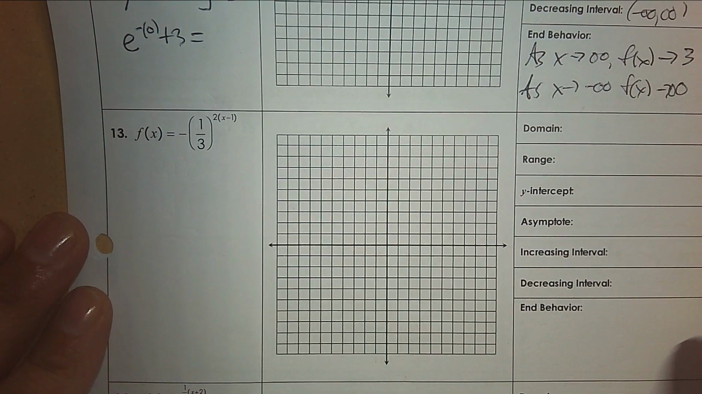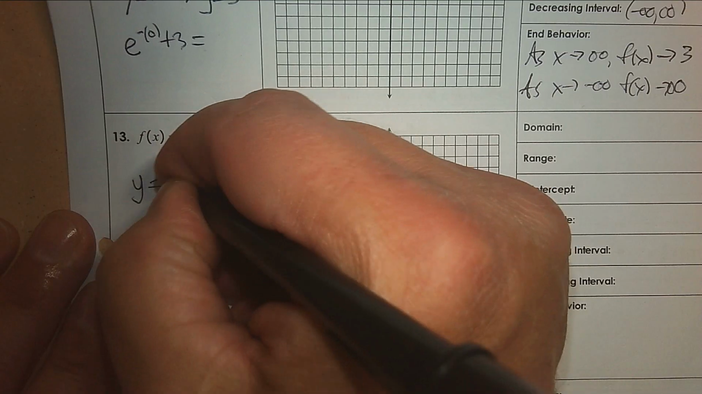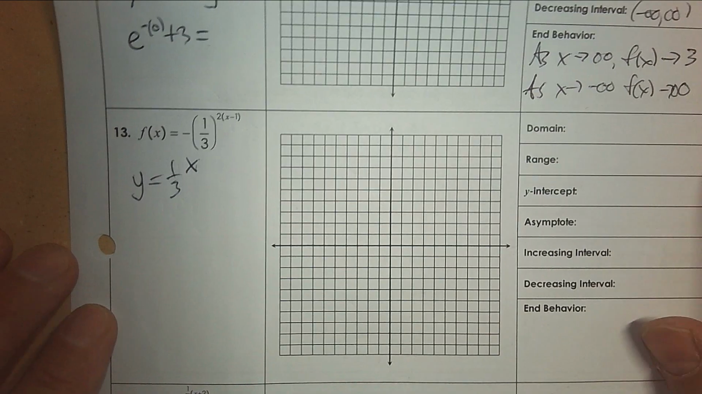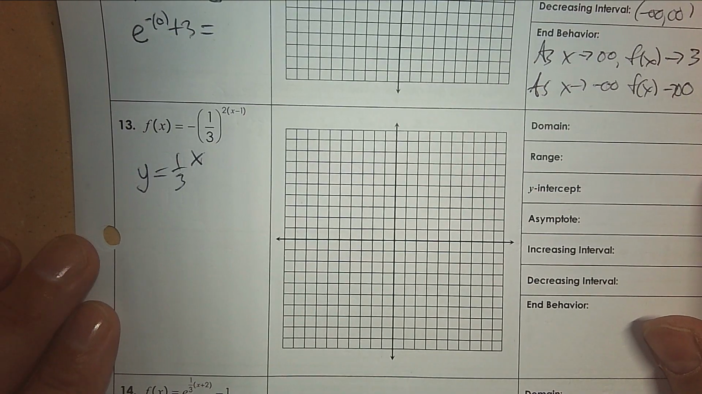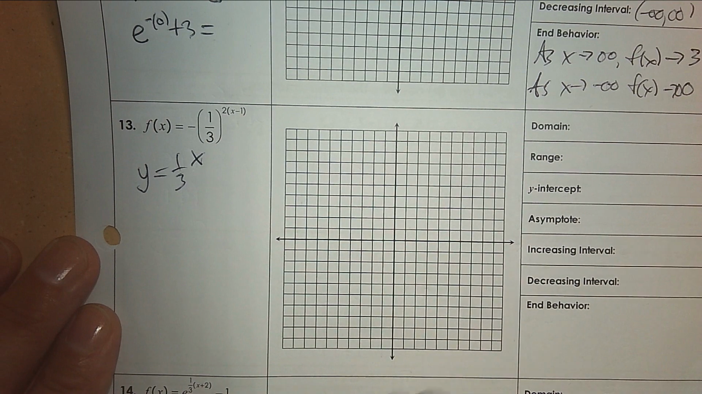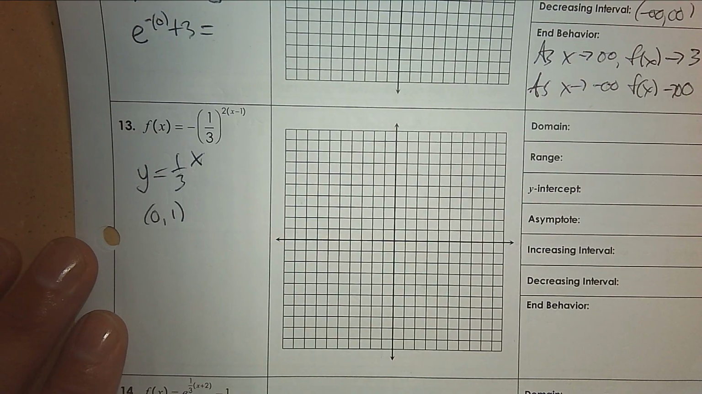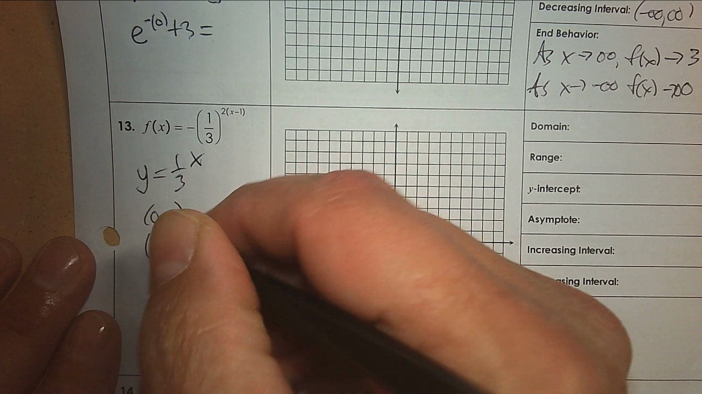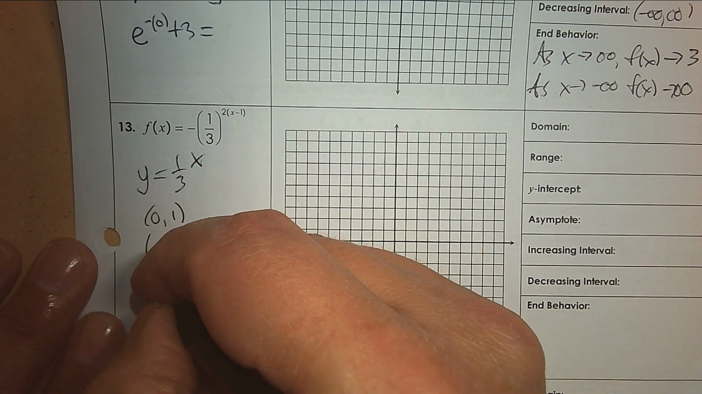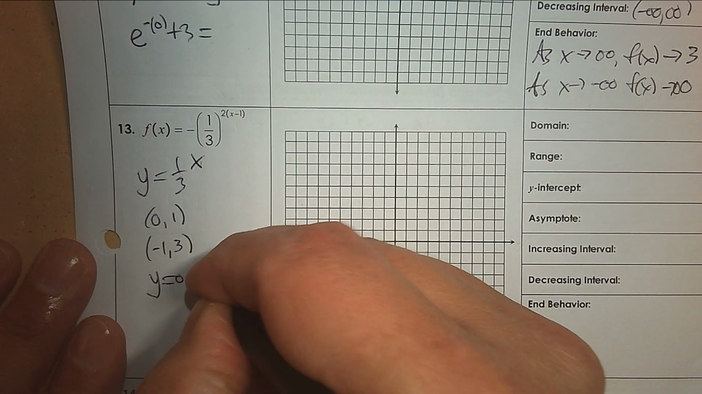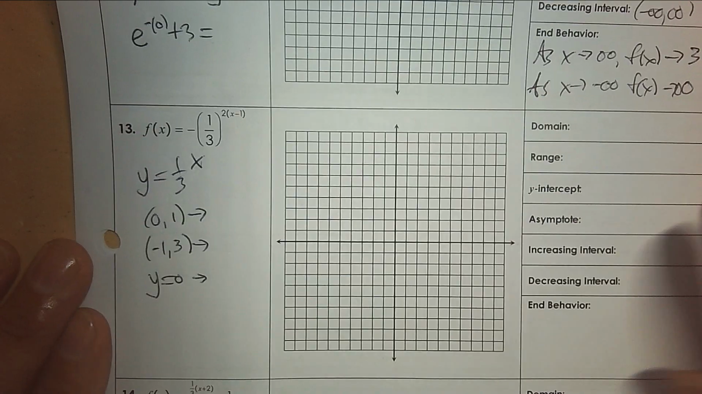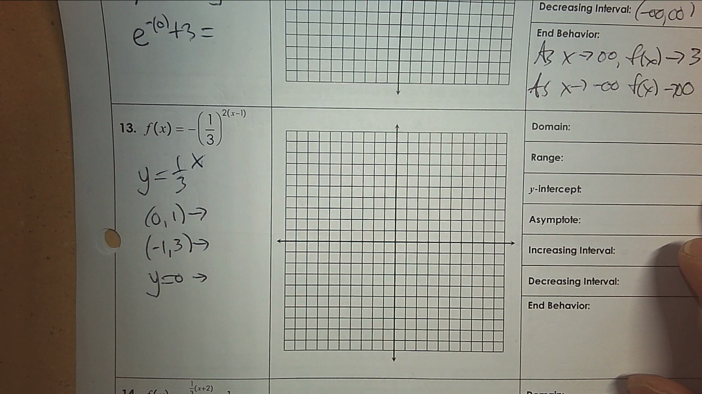All right, identify the base. 1/3 to the x. One parent point: if you plug in 0, the answer is 1. And if you plug in -1, the answer is 3. And then y equals 0. We need an asymptote and 2 points, and we can graph it from there and sketch the graph.